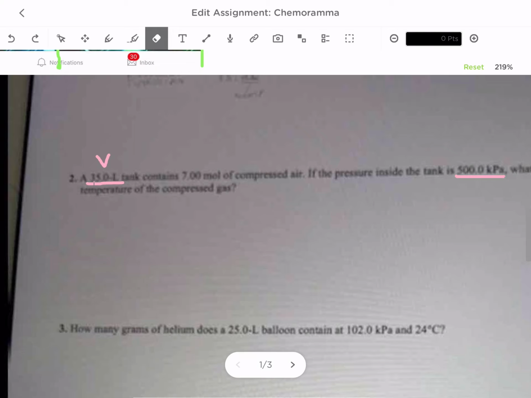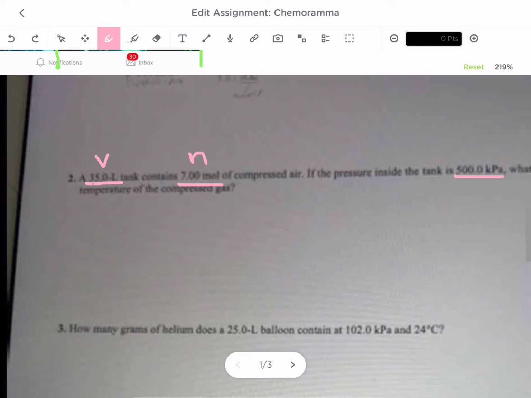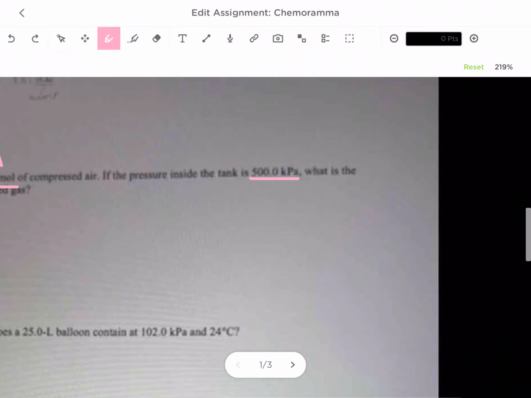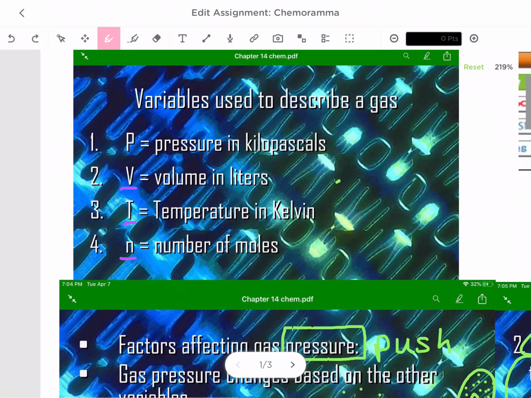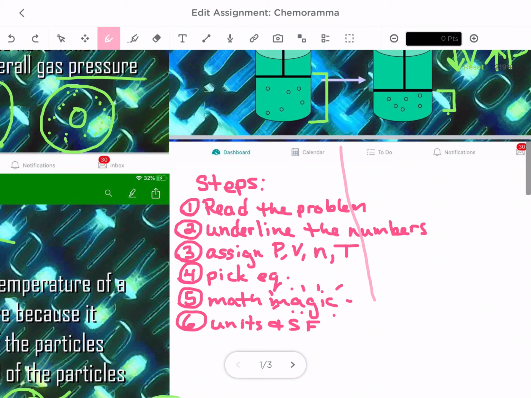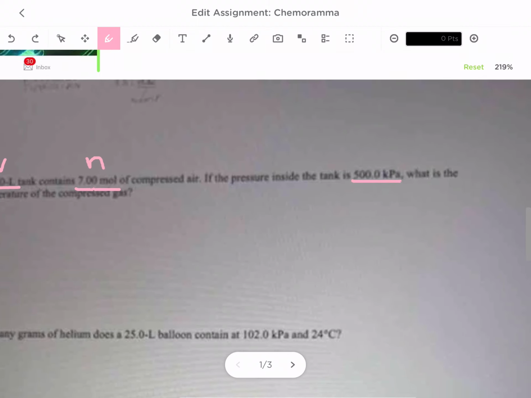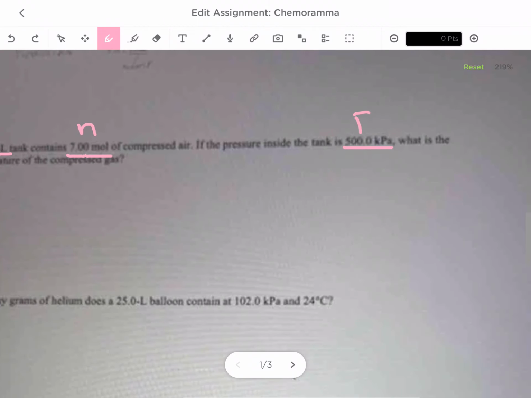Yeah, I think it's the 7.0. Okay, so 7.0 moles is an N. That's right, it's an N, because N is our number of moles. And then the pressure inside the tank is 500, and then it has a kPa. I don't remember what that is. Oh, right, it's kilopascals. Look at that. So kPa is kilopascals, so that means it is a P for pressure.